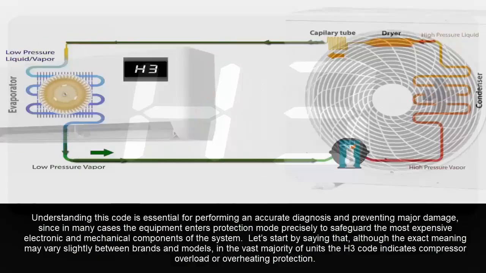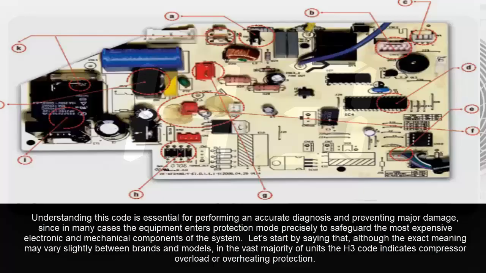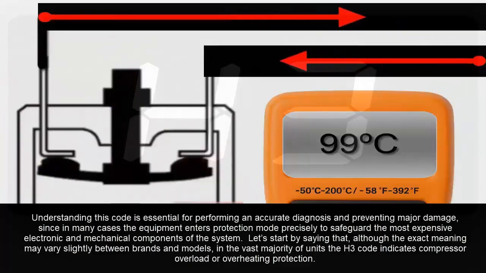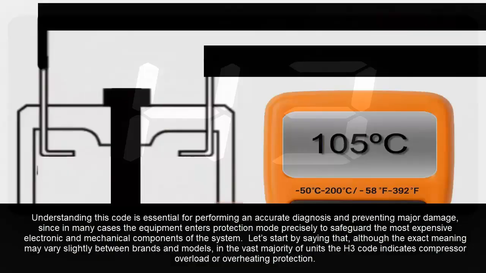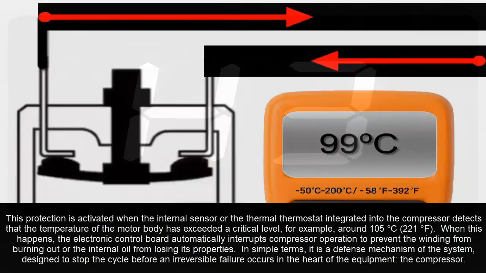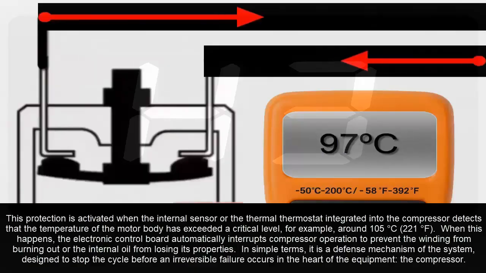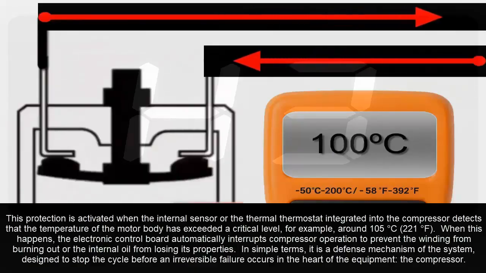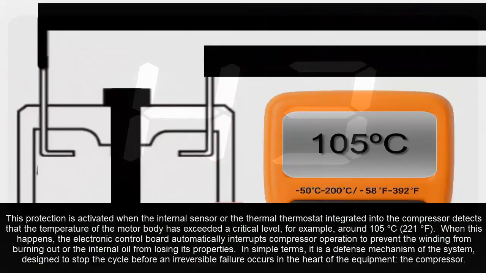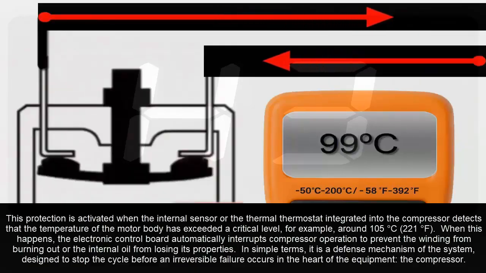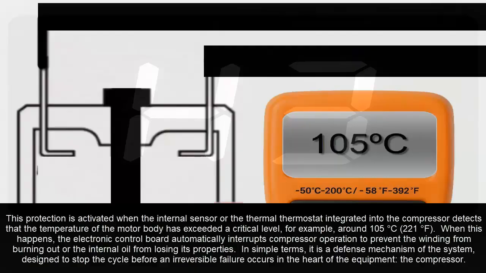Let's start by saying that although the exact meaning may vary slightly between brands and models, in the vast majority of units, the H3 code indicates compressor overload or overheating protection. This protection is activated when the internal sensor or the thermal thermostat integrated into the compressor detects that the temperature of the motor body has exceeded a critical level, for example around 105 degrees Celsius, 221 degrees Fahrenheit.